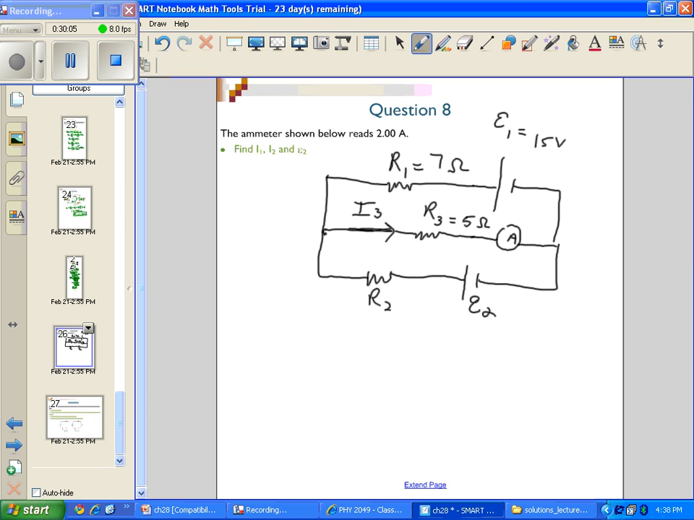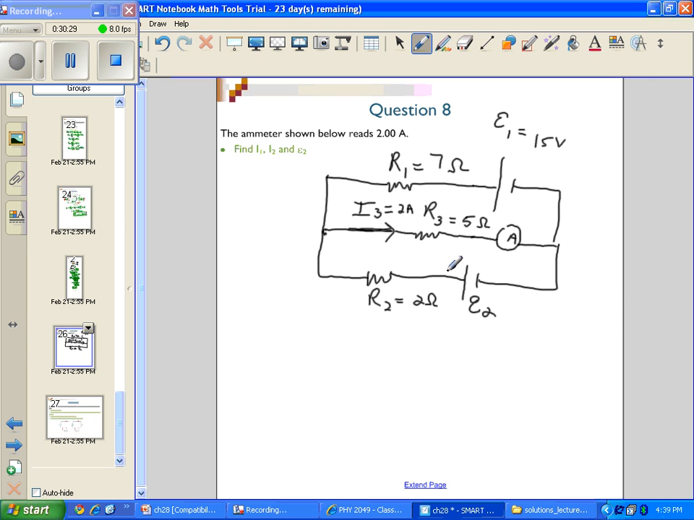Now, R2 is given to us as 2 ohms, but EMF2 has yet to be determined. So let's go ahead and write down that I3 is 2 amps, since that will eliminate a lot of the headaches that we're going to have when we go to solve for the remaining 3 unknowns.